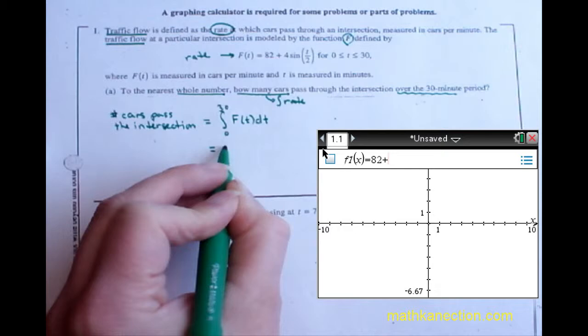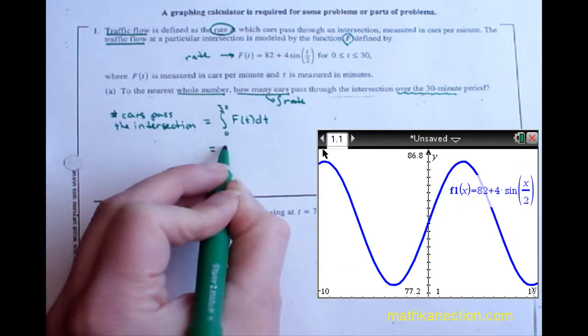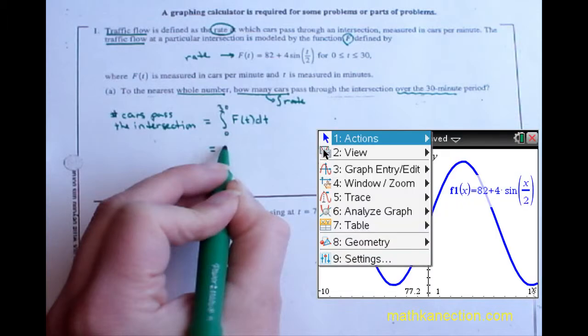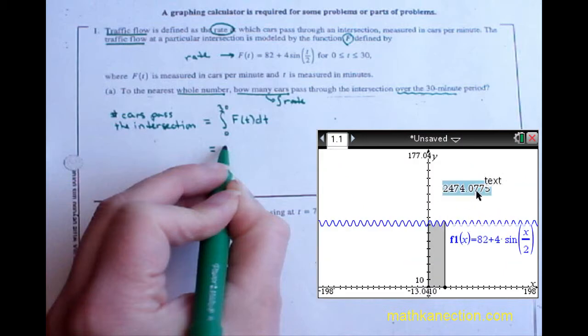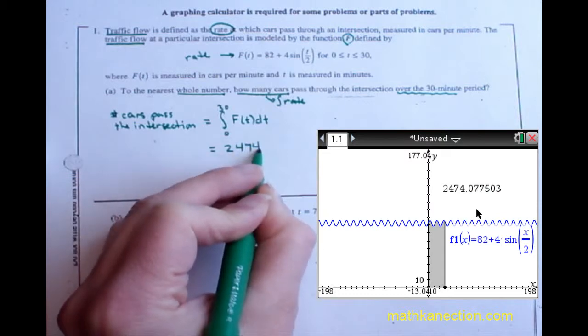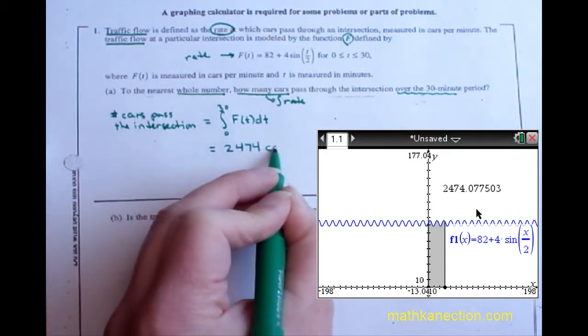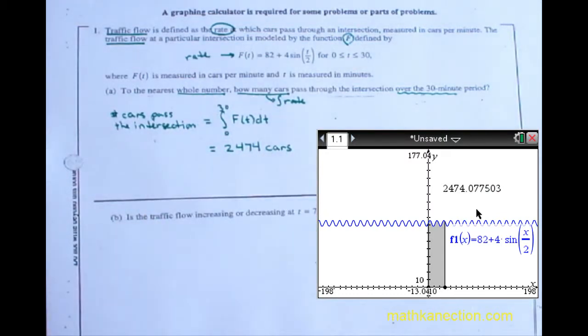So using a calculator, type in the F of t equation. And the graph doesn't seem to appear, but if we just change the window to fit, we can see the graph. And analyzing the graph is the integral from 0 to 30. Then the answer, expanding it out to 2474, rounding to the whole number of cars.